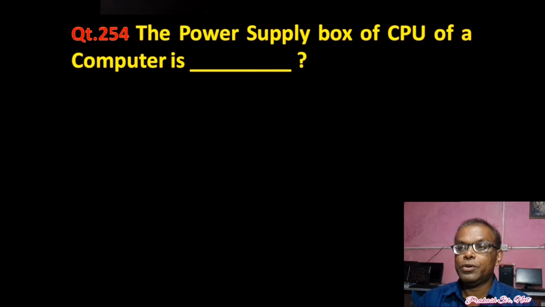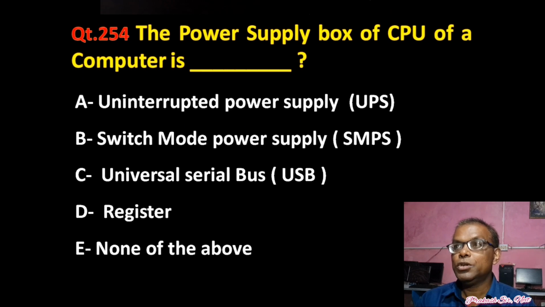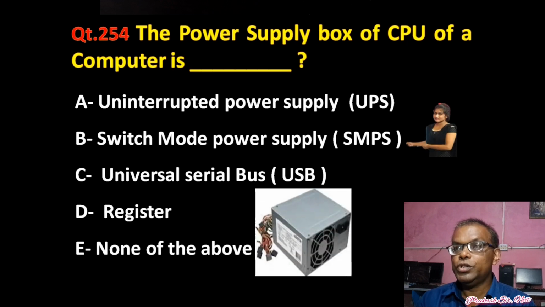Question number 254. The power supply box of a CPU of a computer is dash. Which part of a CPU, which hardware of a CPU supplies power to the components of a computer? Now the alternate points are there. Uninterrupted power supply, UPS, switch mode power supply, SMPS, universal serial bus, USB, and register, and none of the above. So the correct answer is point number B, switch mode power supply.